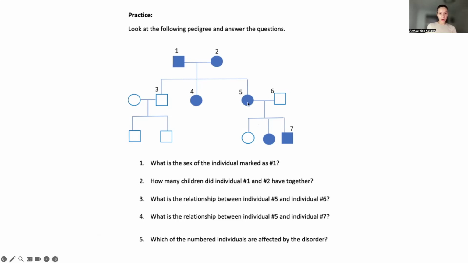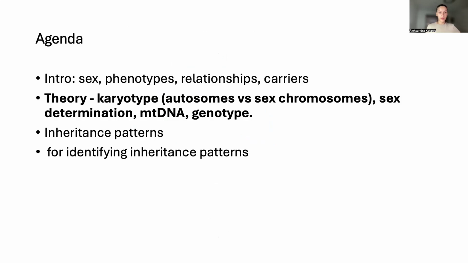Relationship between individual 5 and individual 7. So this is a circle, and underneath it on the pedigree is a square, a male. Okay, so this is mother and son. Which of the numbered individuals are affected by the disorder? So we said that shading represents affected phenotypes. And of the numbered individuals, individual 1, 2, 4, 5, and 7 are shaded. Therefore, those are the individuals affected by the disorder.